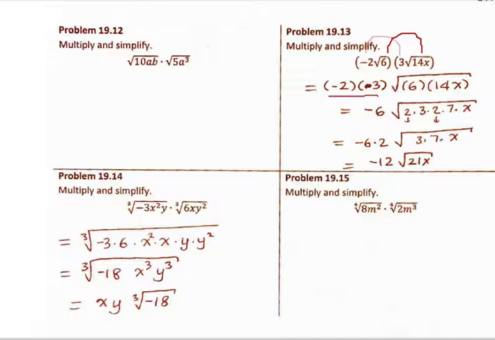So radical 6 times radical 14x, so we can just use the product rule to combine these inside a common square root. So inside the square root we will multiply 6 and 14x. So let's look at the integers. -2 times 3 will be -6, and inside the radical we have 6 times 14x.